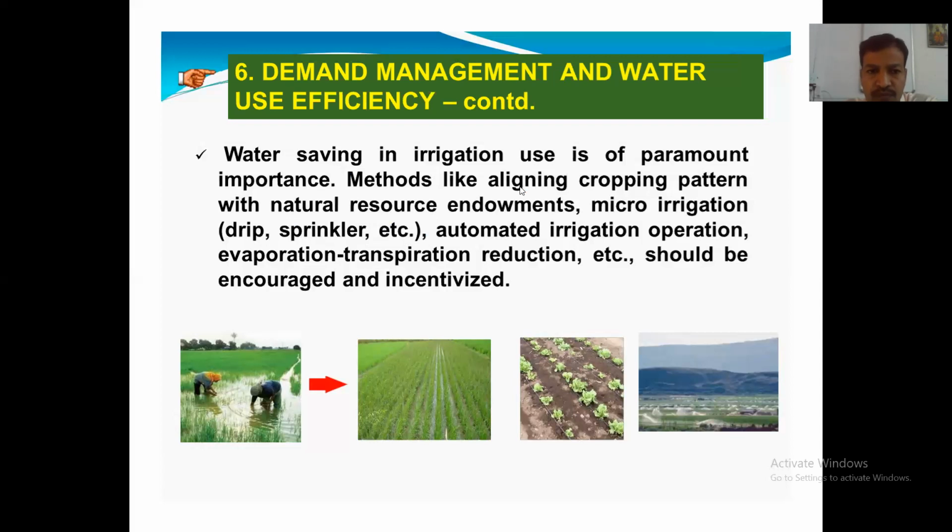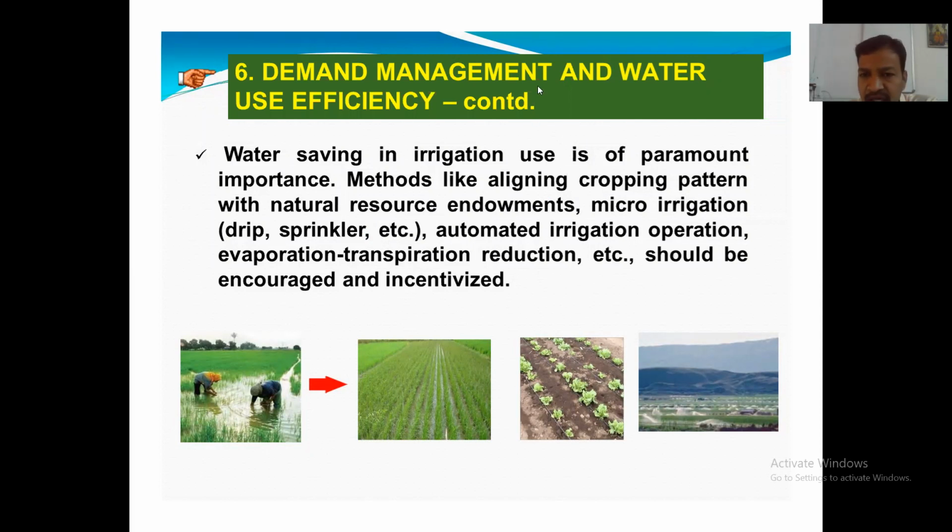So for effective water management and to improve the water use efficiency, some methods should be adopted, like micro irrigation methods, like the drip irrigation technique and the sprinkler irrigation method.